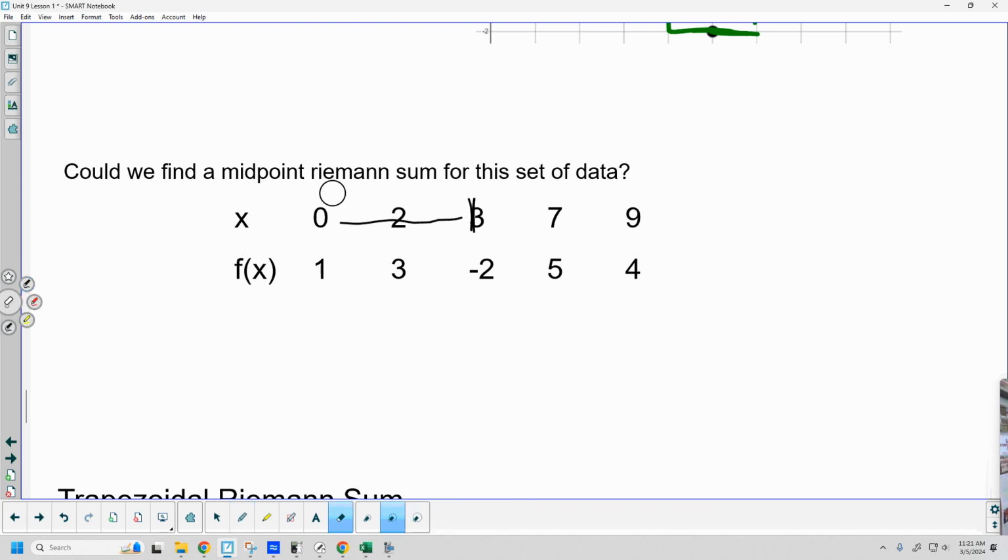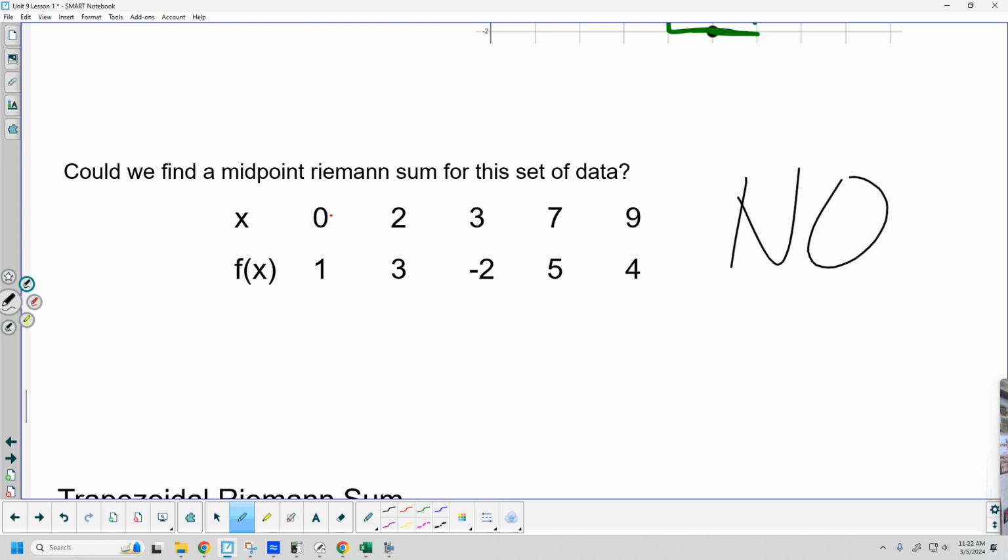The next thing you're probably thinking is, well, if I go from 0 to 2, can I just use the number in the middle? You don't know that. You don't know what the y value is at 1. You don't know that you connect 2 points with a straight line. So it turns out the answer is no, you can't. You do not have the information that you need to get the answer. You do not have the y's in the middle of intervals to use a midpoint Riemann sum.